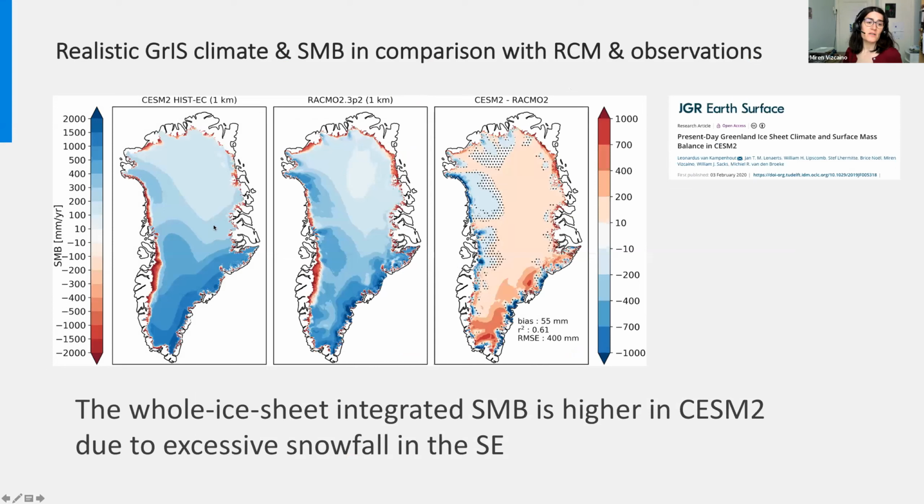And here is a comparison of the SMB as it is simulated by CESM2 and as it is simulated by RACMO. You can see these fine scale features that cannot be resolved here, but altogether there is a reasonable agreement. Okay, so main biases, so we are missing this high accumulation in the southeast, for instance.